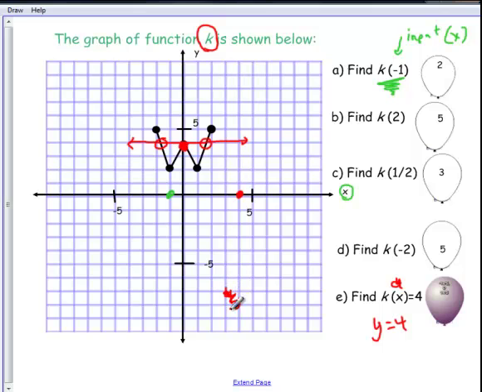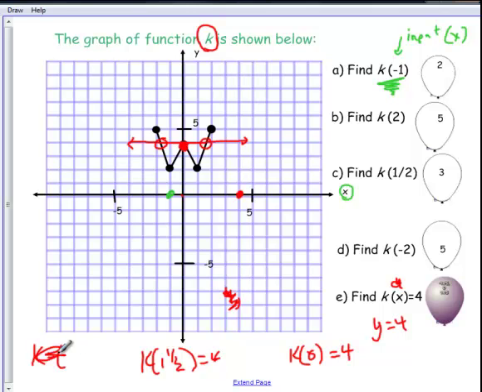Oh, 0. Remember, when we're talking about x's, when I put a 0 in, I get a 4 back. And it looks to be about when I put a 1.5 in, I get a 4 back. And it looks like when I put a -1.5 in, I get a 4 back.